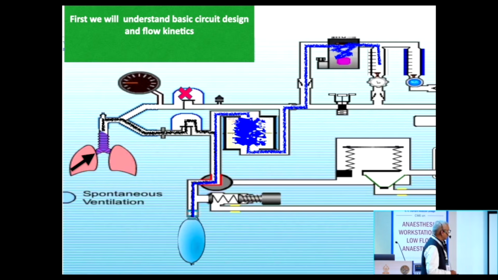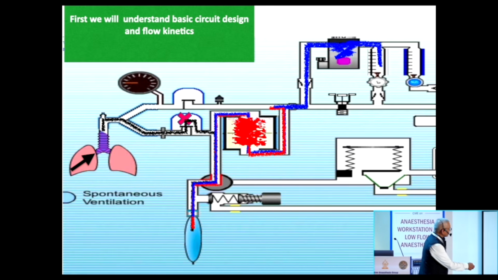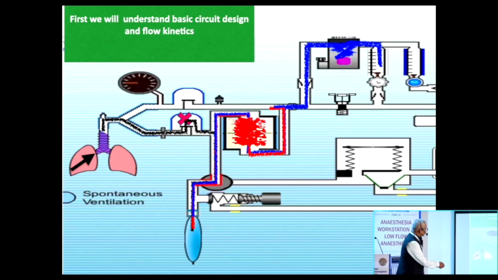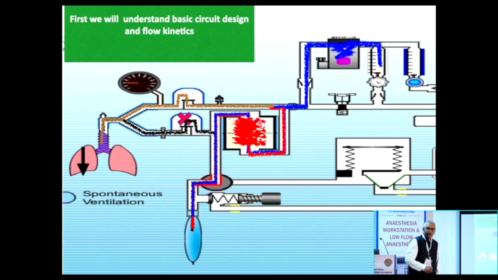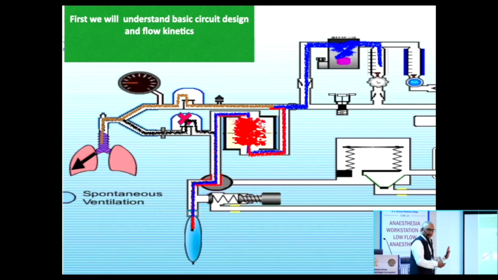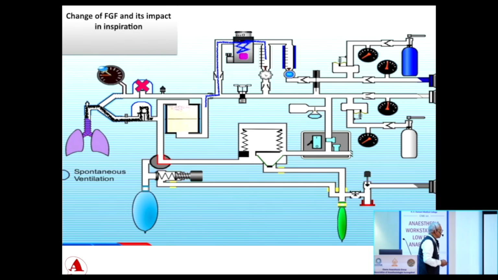Okay. Now when either the patient breathes in or we squeeze the bag, the flow reverses. Now the expiratory unidirectional valve will stop. Okay. And the flow will pass through the canister. Simultaneously, at the same time, the fresh gas flow is also flowing. It will pass through the inspiratory unidirectional valve and be delivered to the patient. Okay. This is the basic circuit and the flow which is there in all the machines.